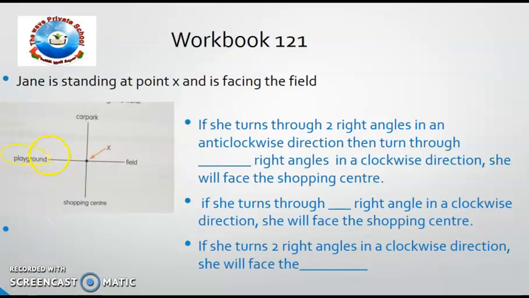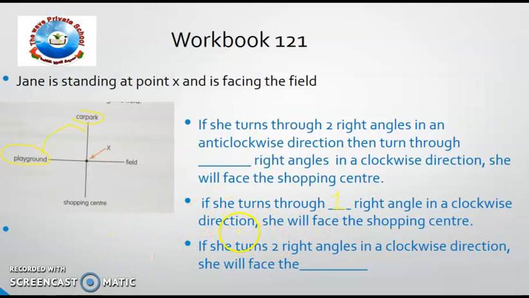So here she has to move in a clockwise direction. If it is 9, the clock is moving from there to there. She must face the shopping center. So in the clockwise direction, if I go from this side to this side, then she will come here. Then she can face the shopping center. So how many angles did she cover? 1. Yes, so I have to write here 1.